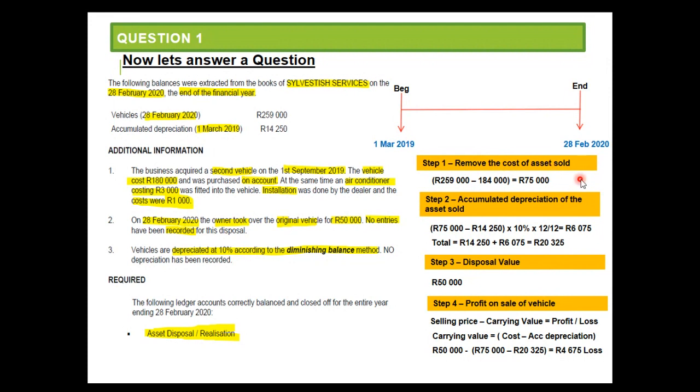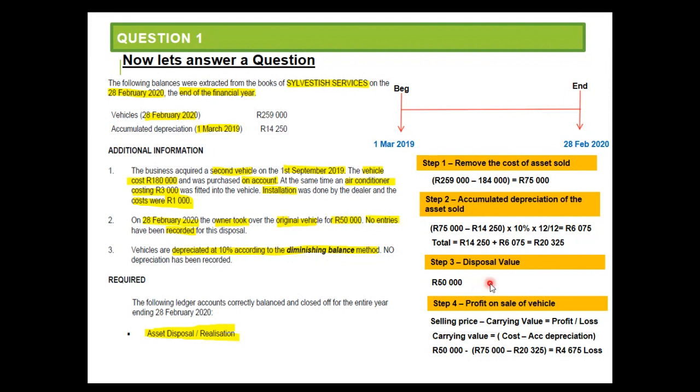I will ask myself a question: what is that asset? That is the vehicle. So the 2 accounts are vehicles and asset disposal. The same applies to step number 2. The obvious account is asset disposal or asset realization. But what is step number 2? It says accumulated depreciation. Obviously, the 2 accounts will be accumulated depreciation and asset disposal.